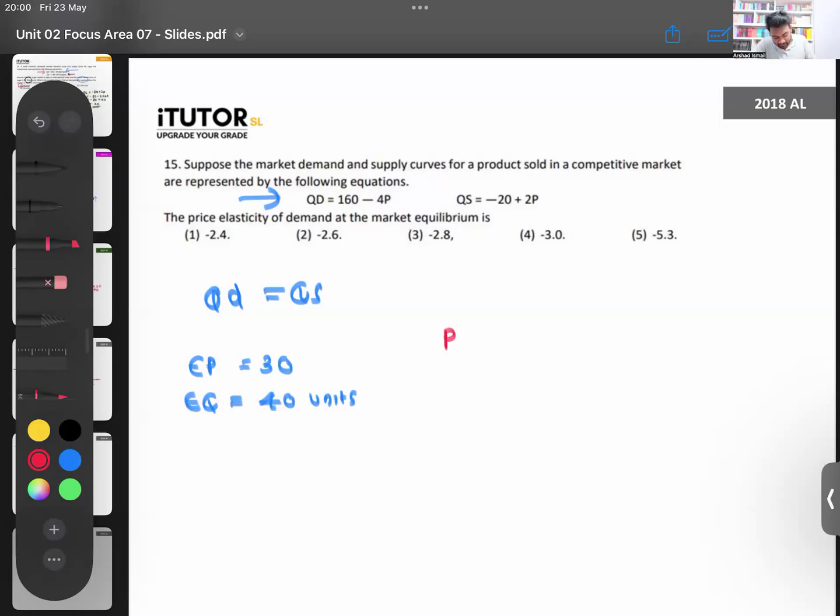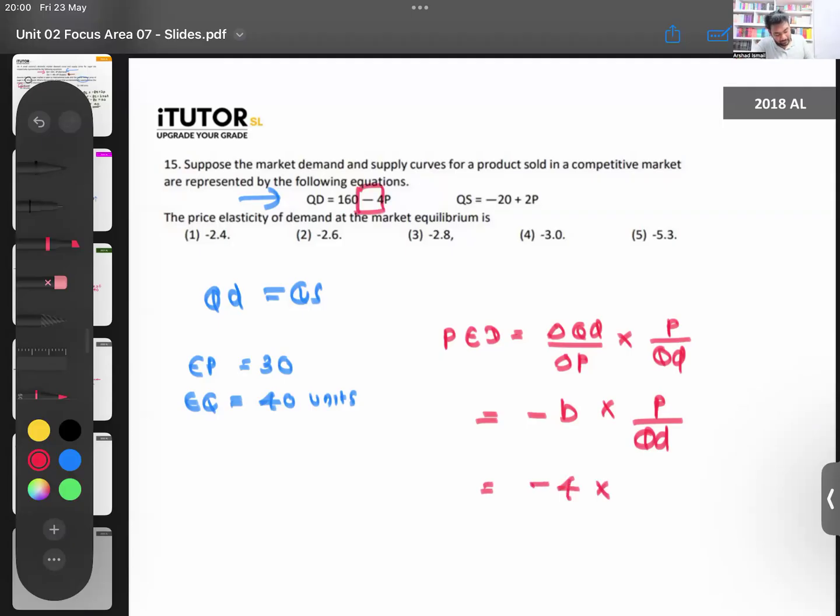How do you find PED? PED is change in QD over change in P into price over QD. Now, you know this change in QD over change in P is the minus b part in your demand equation. It can be substituted, no? Multiplied by price over QD. So equilibrium price, equilibrium quantity. So here, your minus b is minus 4. Equilibrium price is 30. Equilibrium quantity is 40. So if you simplify, how much do we get?